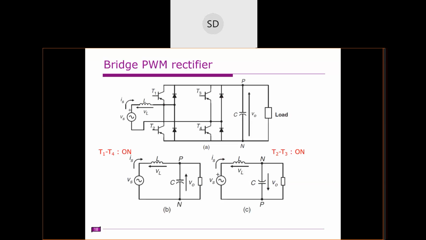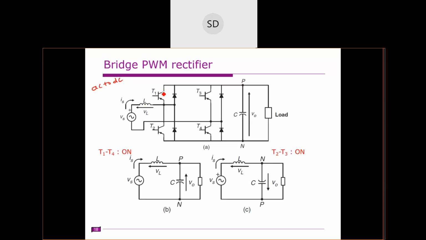Next one is the PWM bridge rectifier. This is what it looks like. It looks like a simple H bridge inverter, but actually it is doing AC to DC operation. Normally an inverter is fed from a DC source and its AC terminals feed some AC load, but here its operation is different. We are operating it as an AC to DC rectifier.